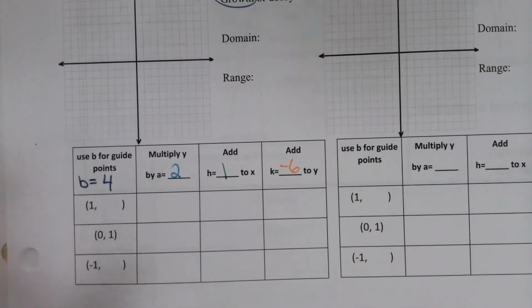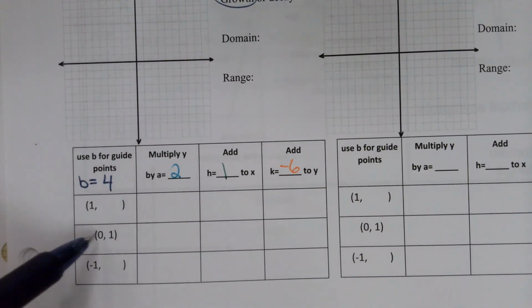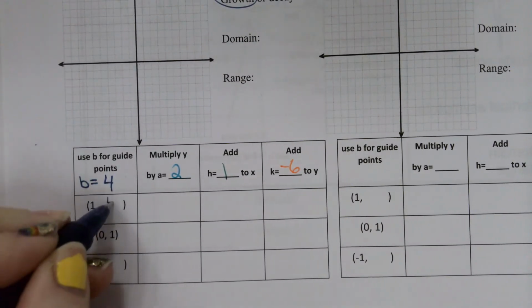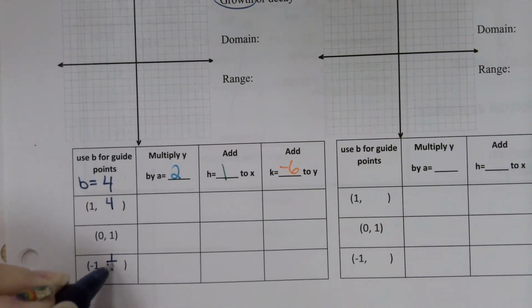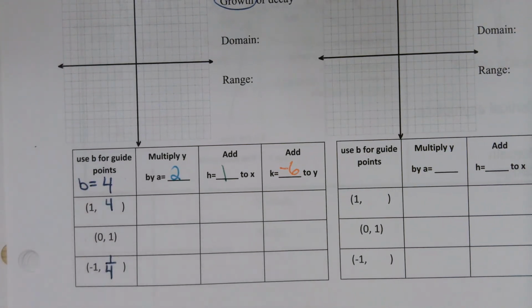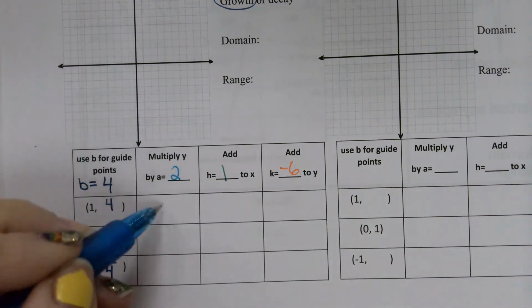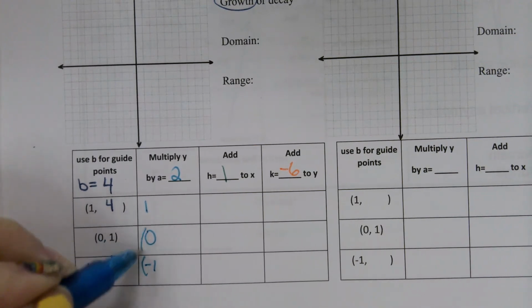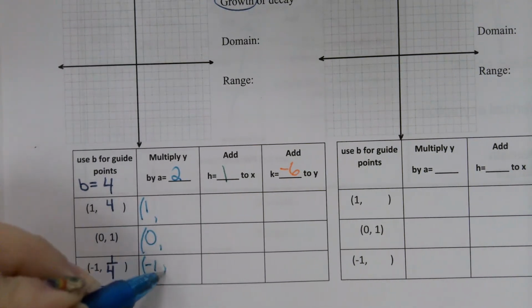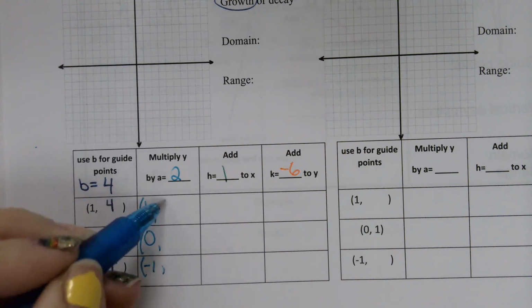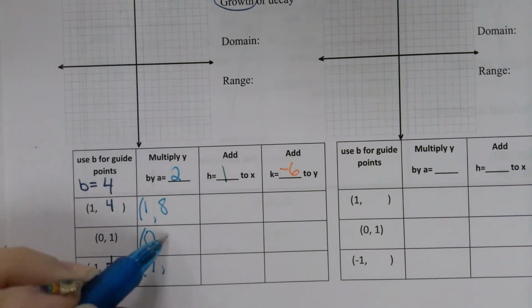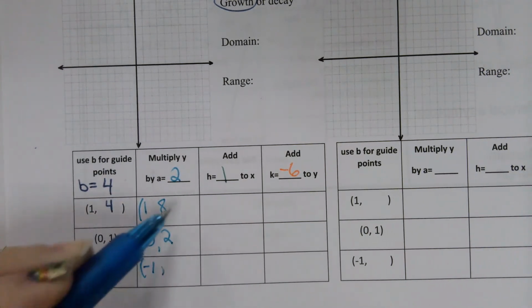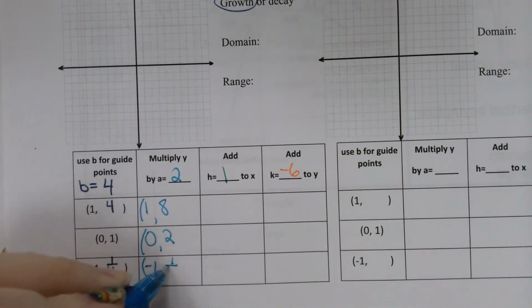And we can list out our guide points. 1, 0, -1, B, 1, 1 over B. Now we'll multiply all of our y values by 2. So I'll jot down my x values because they're just going to continue on. So multiplying by 2 gives me 8. 1 times 2 is 2. And 1/4 times 2 is 1/2.